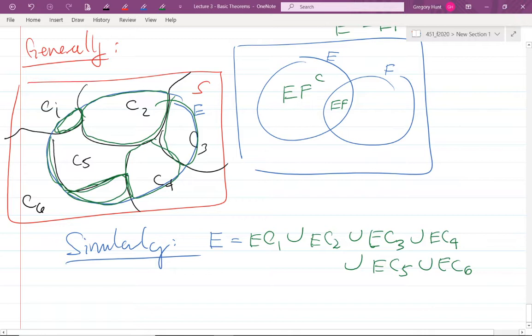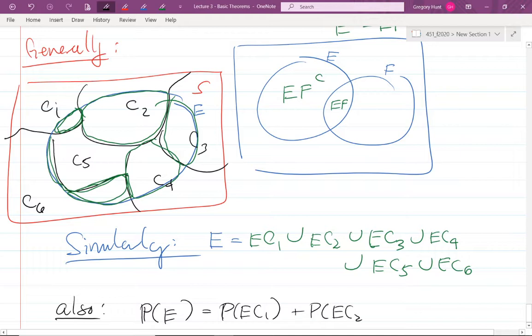And not surprisingly, if probability acts like area, then I can calculate the probability of E by adding together the probability of each of those. So the result also says that the probability of E is the probability of E intersects C1 plus the probability of E intersects C2 plus dot dot dot, plus the probability of E intersects C6, right? You can see that from just looking at the areas in this picture here.